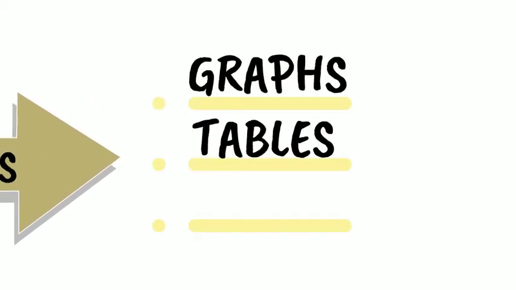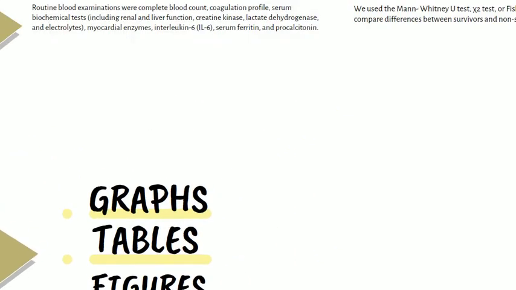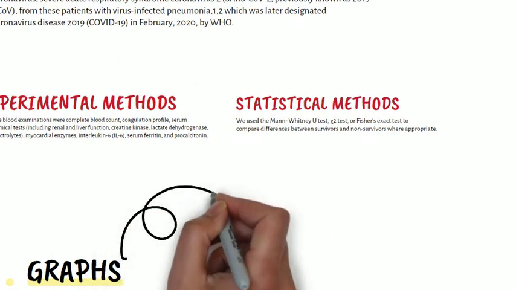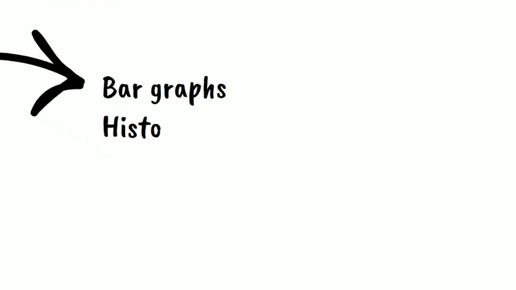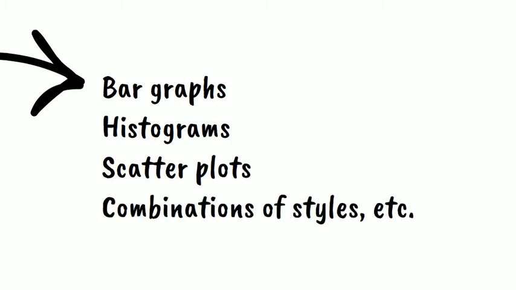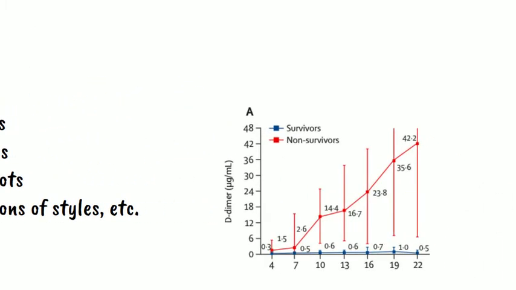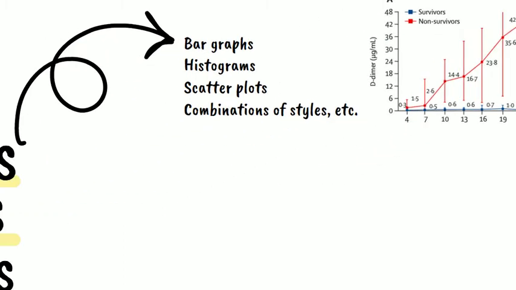We can see that the authors chose to divide their results into tables, graphs, and figures. Each one serves a specific purpose and is ideal for a certain type of results. Graphs are very common and diverse in nature. Various types of graphs exist, such as bar charts or scatter plots, making them ideal for both qualitative and quantitative data. For example, the authors of this article compare D-dimer levels and lymphocyte counts in COVID-19 survivors and non-survivors.